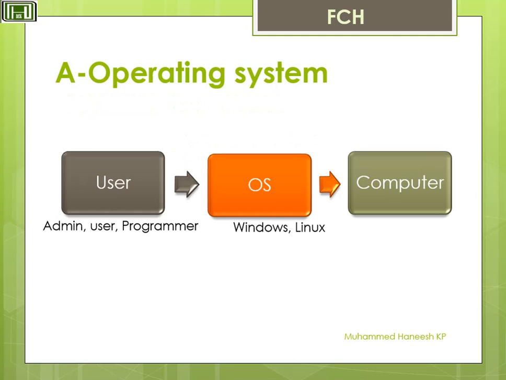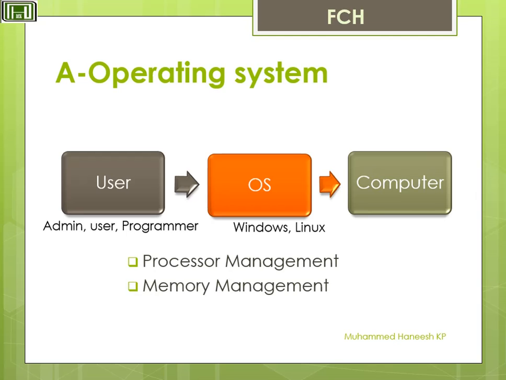Here first we have operating system. In the diagram we have user, OS, computer. Operating system is a type of system software that controls the execution of application programs and manages the resources of the computer. It is the interface between user and computer. So OS is the interface between user and computer. The user can be admin, user, or programmer. Examples of OS are Windows, Linux, etc. Its features are processor management, memory management, and file management.